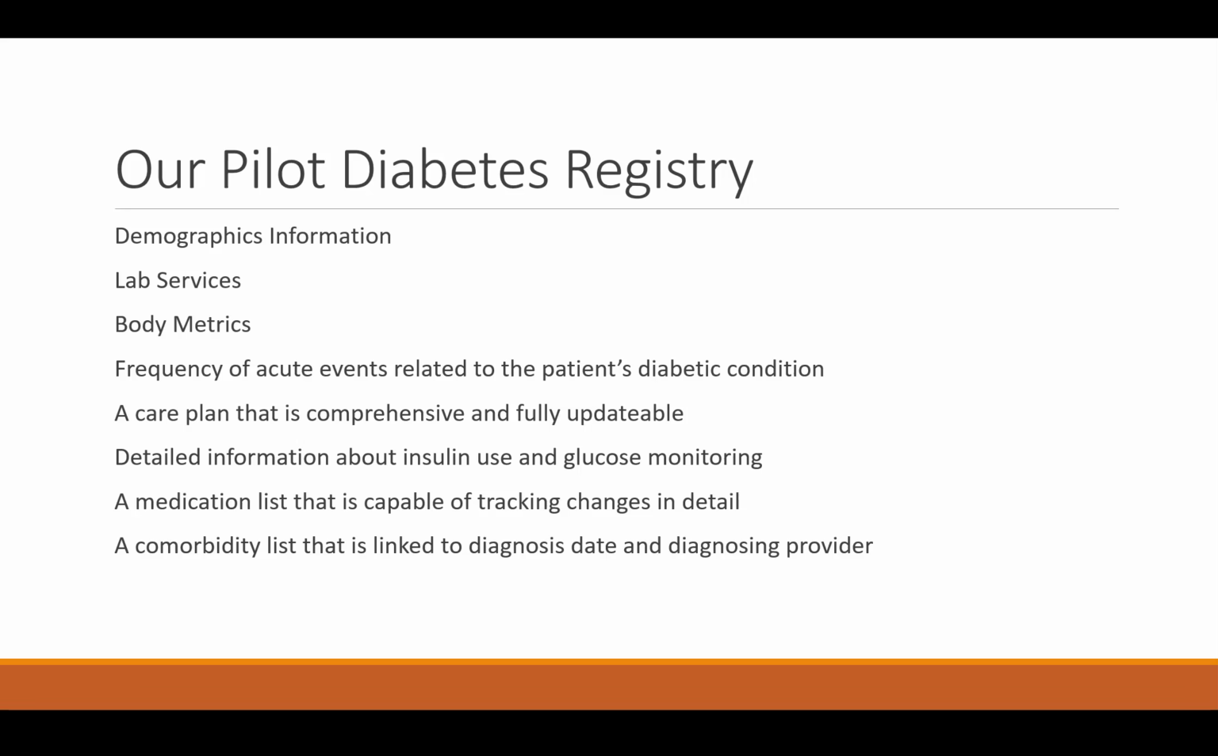So our pilot diabetes registry will contain the following information. It will contain demographics information about lab services, body metrics, frequency of acute events related to the patient's diabetic condition, a care plan that's comprehensive and fully updatable, detailed information about insulin use and glucose monitoring, a medication list that is capable of tracking changes in detail, and a comorbidity list that is linked to diagnosis date and diagnosing provider.